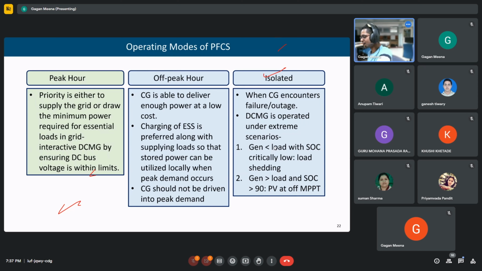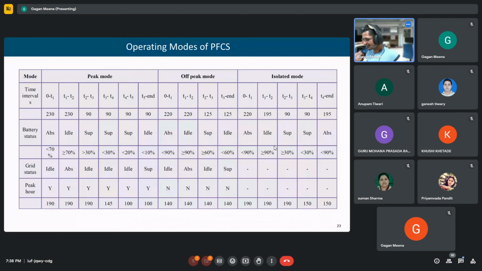So this is a summary of that flow chart. You can remember this to answer most of the questions. And second, if generation is more than load, this is another extreme. Here generation is much more than load, and SOC is also more than 90%, then PV has to operate at off MPPT. So these are the two extremes. Correct? Yes, sir. This is the same, a summary of that only.